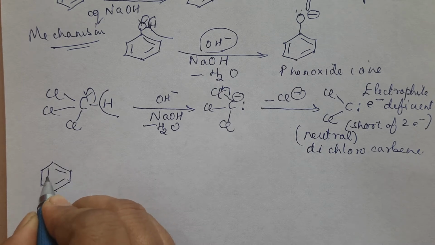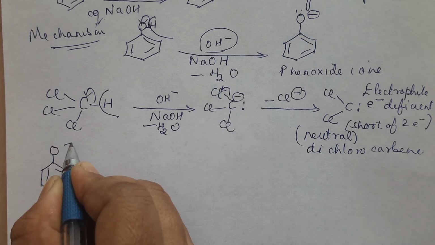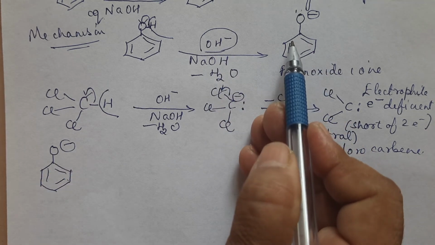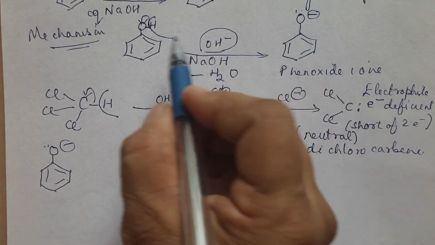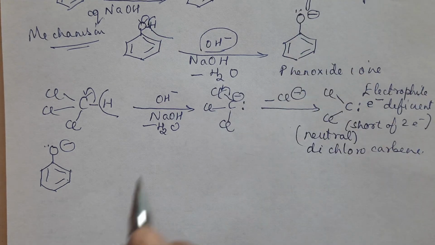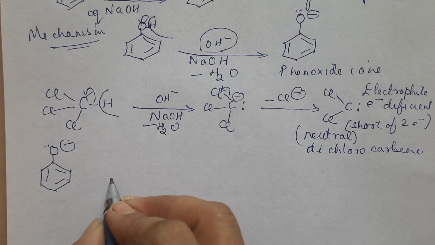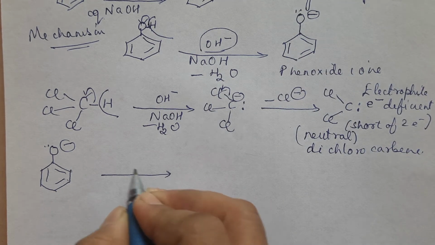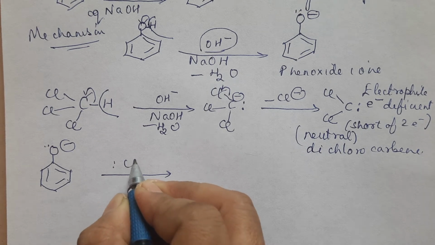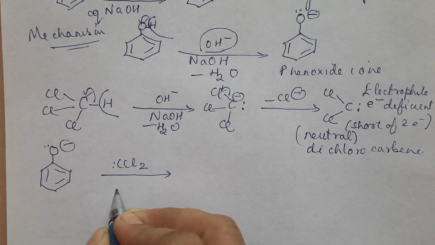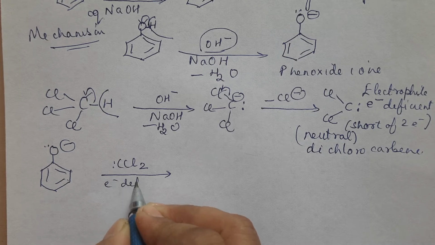It has formed in the beginning a phenoxide ion. We saw this. In the beginning, there was a phenoxide ion formed with that extra bond electron pair which is there. So this phenoxide ion now further reacts with this dichlorocarbene, which is electron deficient. I have already written it.